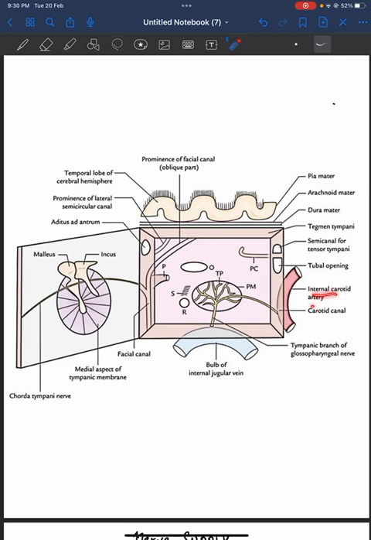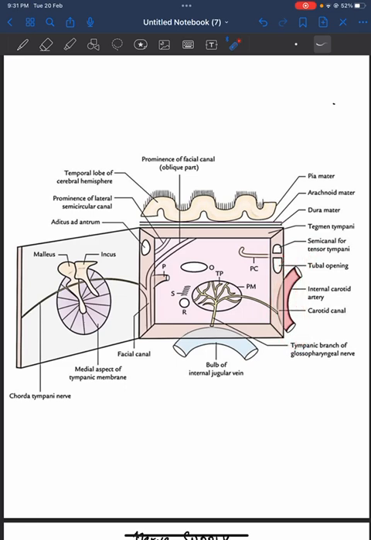What is this internal carotid artery? If you remember the cavernous sinus, or else the blood supply of the brain, you can remember that from the internal carotid artery you'll get the continuation as the middle cerebral artery. I just told you this so that you can relate it when you read the other topics also. Internal carotid artery. This internal carotid artery will be in the carotid canal.